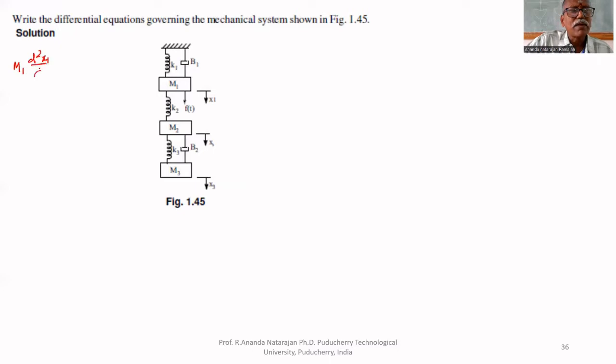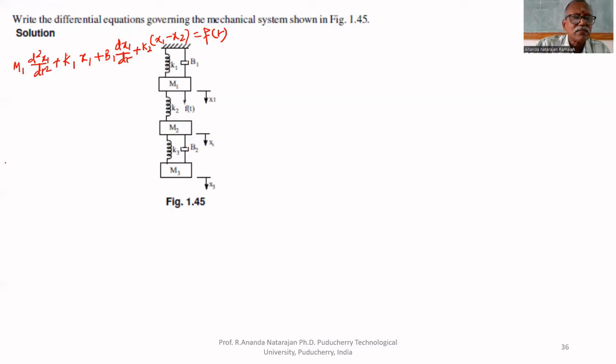M1 d square x1 by dt square plus K1 x1 plus B1 dx1 by dt plus this K2 is connected with the M1, therefore K2 (x1 minus x2) equal to F of t, the applied force. This is the first equation.